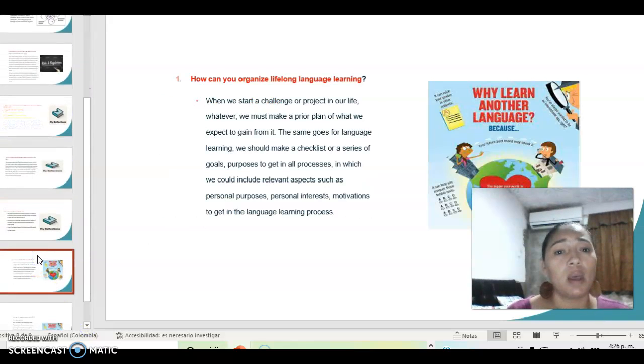The next question, how can you organize lifelong language learning? When we start a challenge or project in our life, we must make a prior plan of what we expect to gain from it. The same goes for language learning. We should make a checklist or a series of goals and purposes in a process in which we could include relevant aspects such as personal purposes, personal interests, and motivations to get into the language learning process.